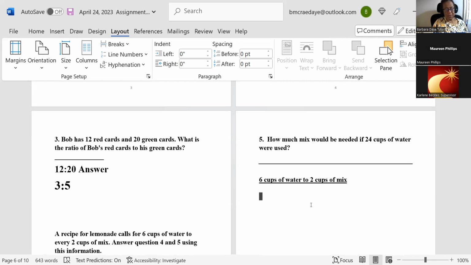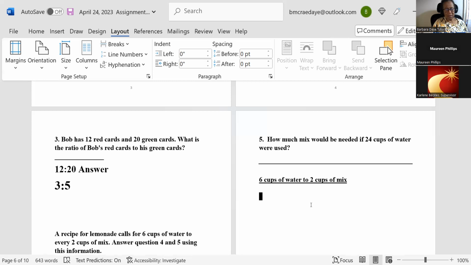Tell me how to set up the proportion. Setting up a proportion means two ratios are equal. What would that be? The 2 cups, right? The 6 cups of water to 2 cups of mix. So if you have 2 cups of mix to 6 cups of water, how would I write that mathematically?